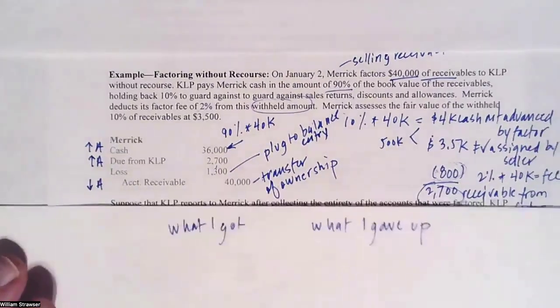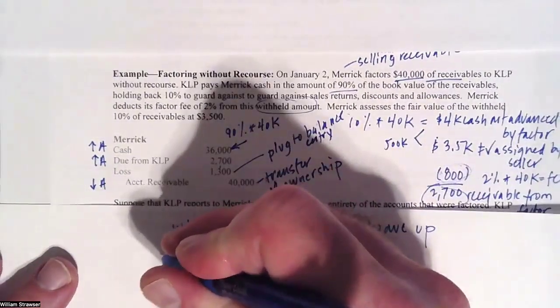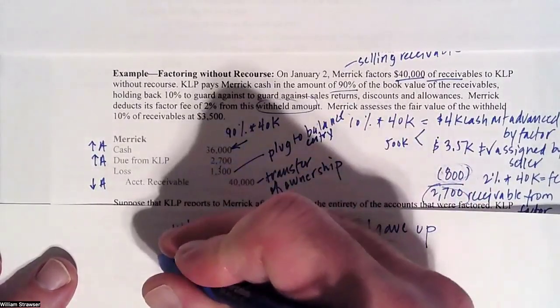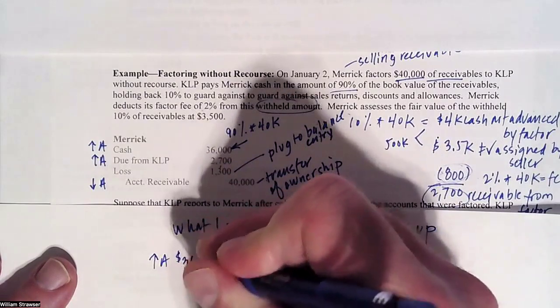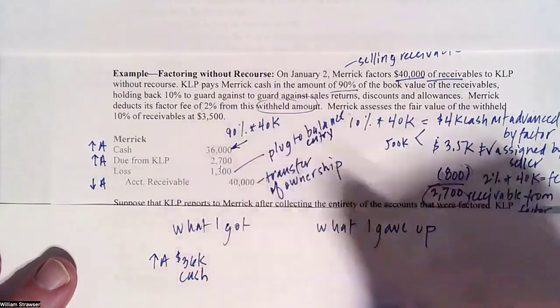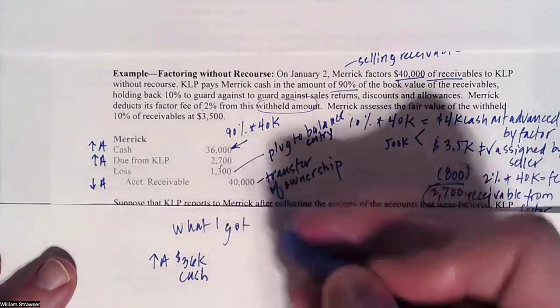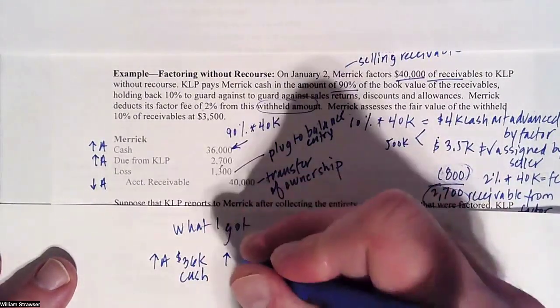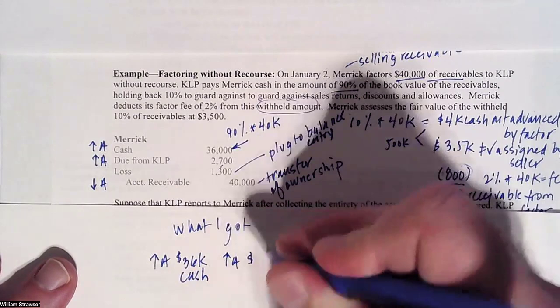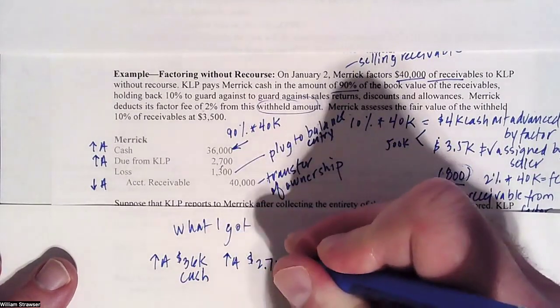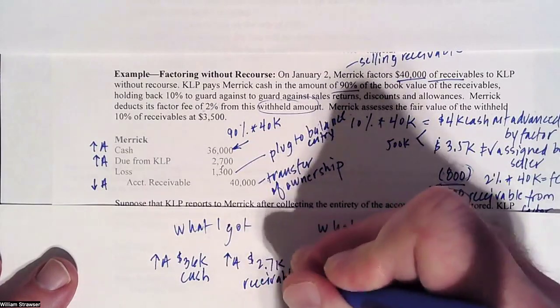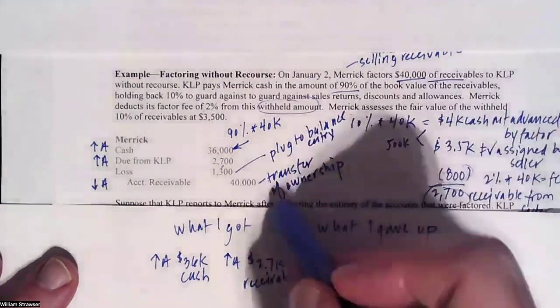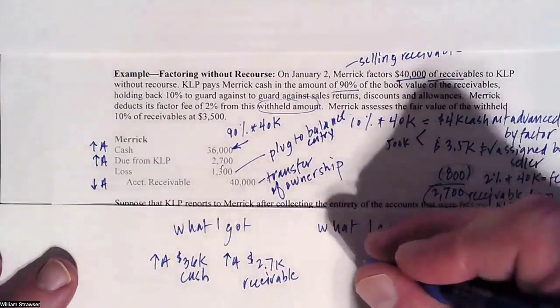So think about the things that we got. We got cash of 36,000. So we had an increase in assets from $36,000 cash. We also had an increase in assets because of that receivable that we recorded that we believe we're going to get back from the factor. And what did I give up? So I gave up those receivables.